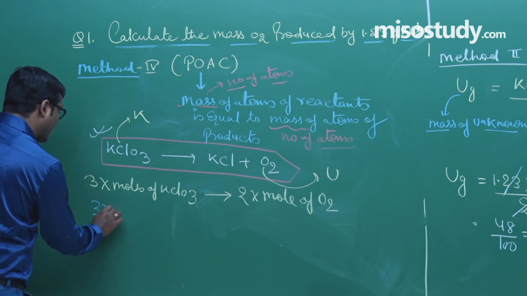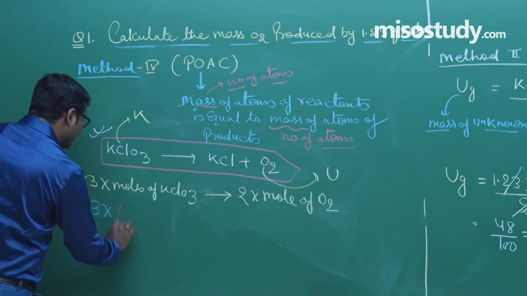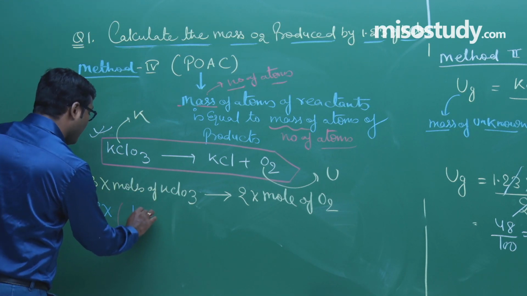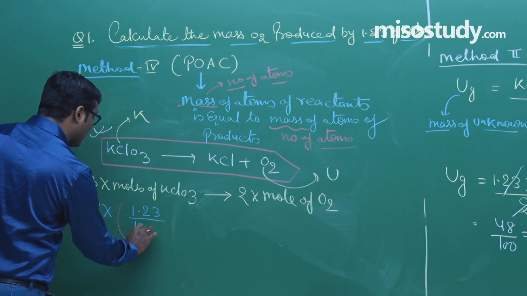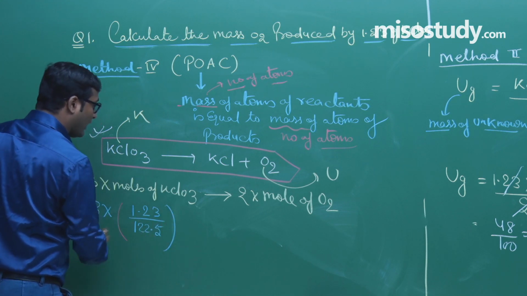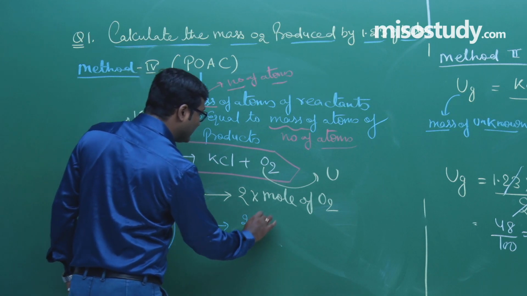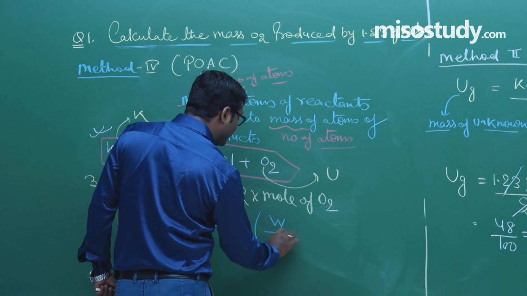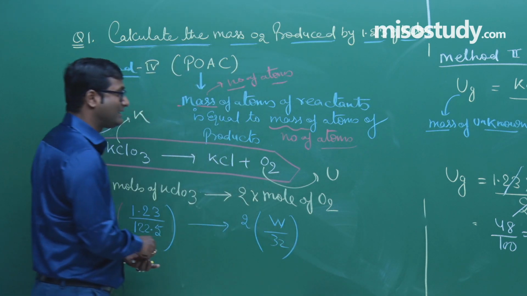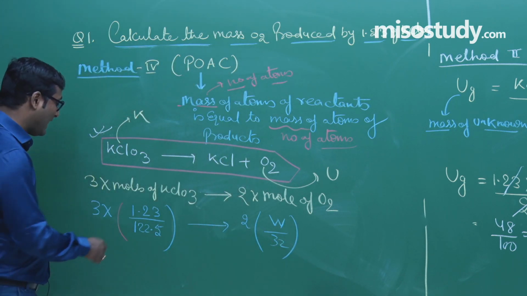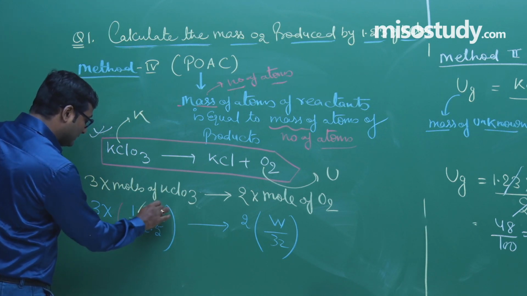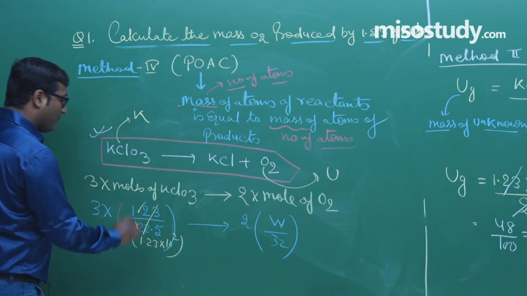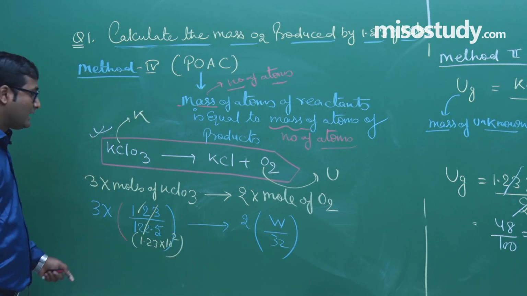As we know, what is the mole? Mole is equal to, sir, given mass upon molar mass. What is the given mass, my friend? 1.23. What is the molar mass? 122.5. And 2. What is the given mass of O2? We do not know. We need to find it. What is the molar mass of O2, sir? 32. Now what will happen? This will cancel like this one, because it can be written like this, 1.23 into 10 to the power 2, my friend. Am I right?